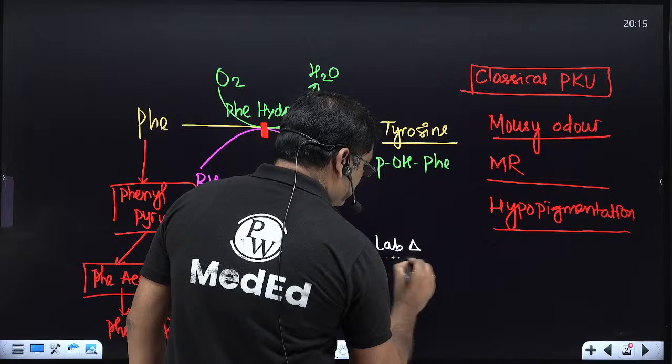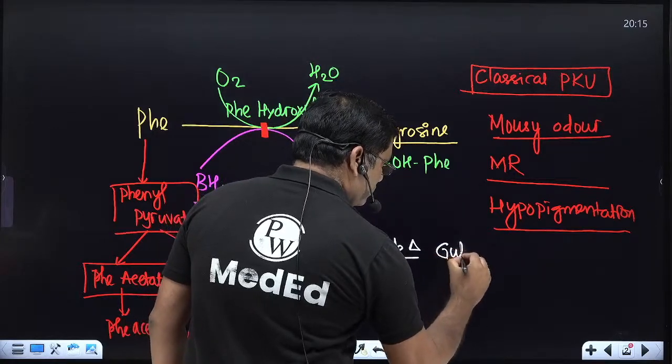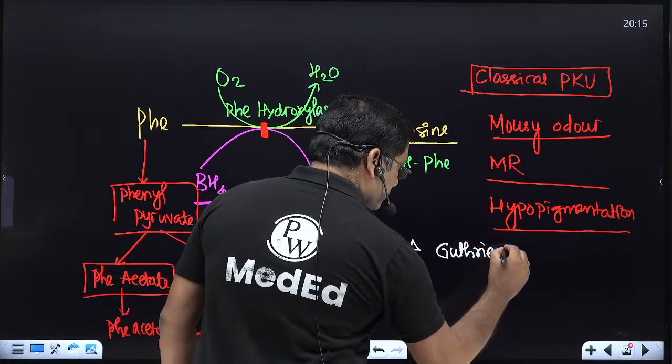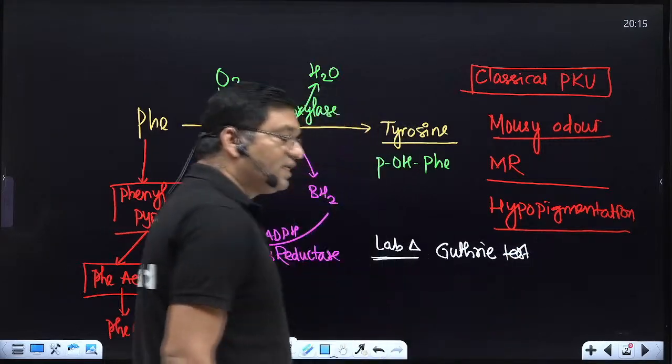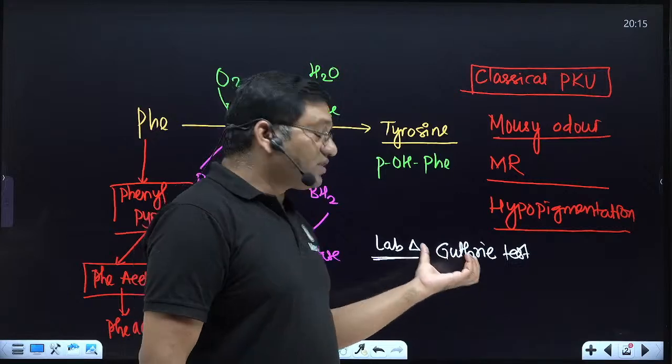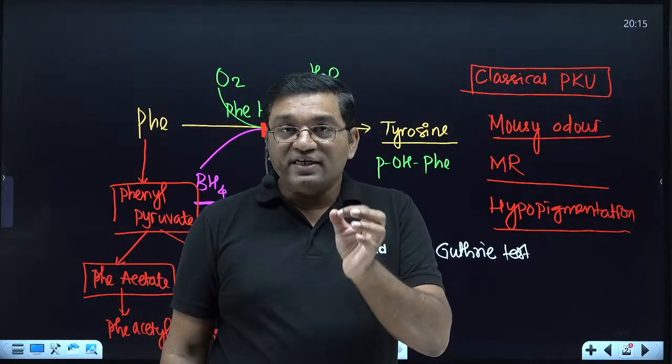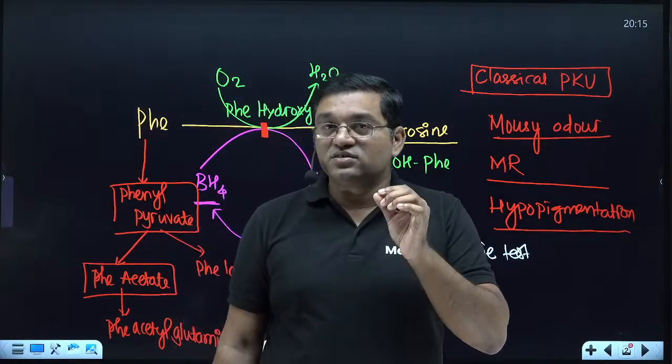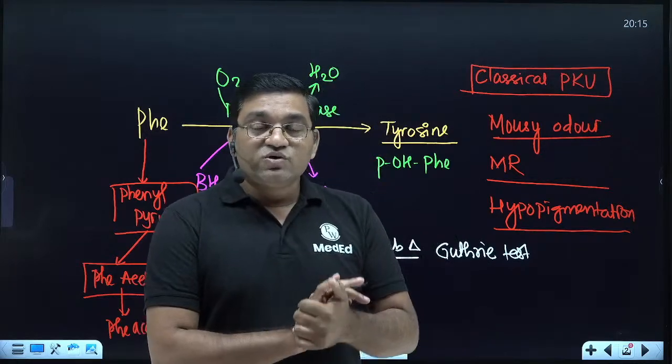Lab diagnosis is by Guthrie test. In the Guthrie test, this is the bacterial inhibition assay of Bacillus subtilis. बैक्टीरियल इनिबिशन एसे ऑफ बैसिलस सबटिलिस. इसमें क्या करते गुथरी टेस्ट में?